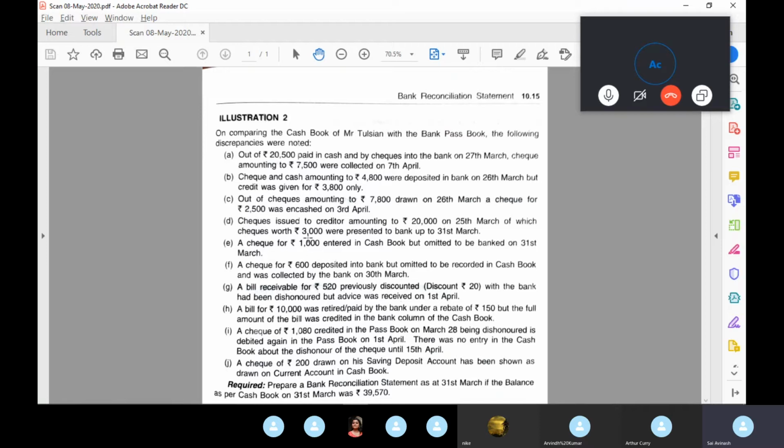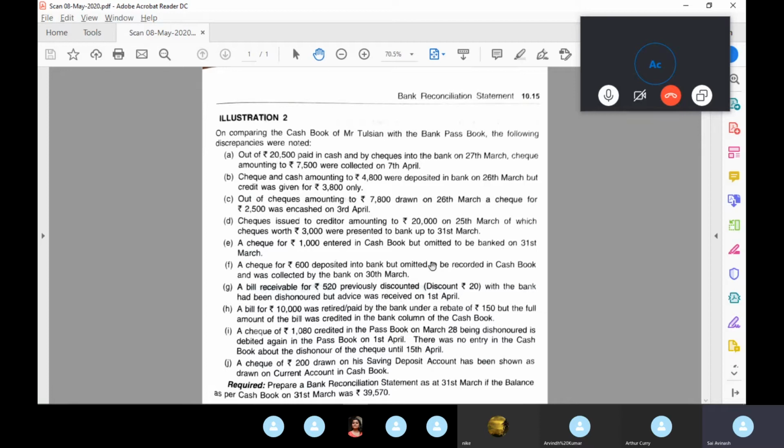So we understood that a check for 1,000 was entered in the cash book but omitted to be banked on 31st March. What does it mean? Let's say today is 31st March, and we have bundled all the checks into an envelope and are giving it to the office peon, and we are increasing our balance in our books. Then we look into our drawer and see we have forgotten to give one check to the peon to deposit.